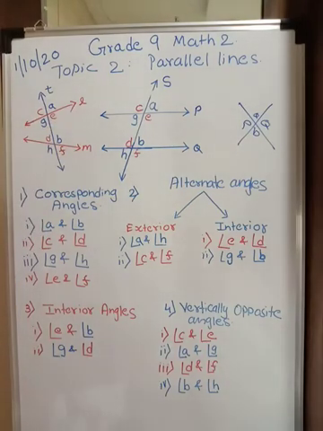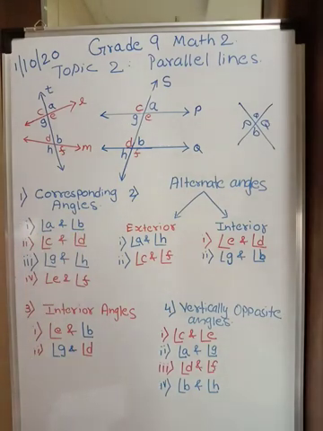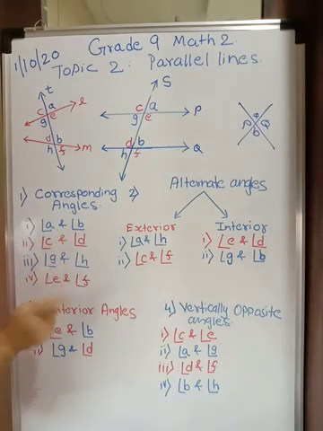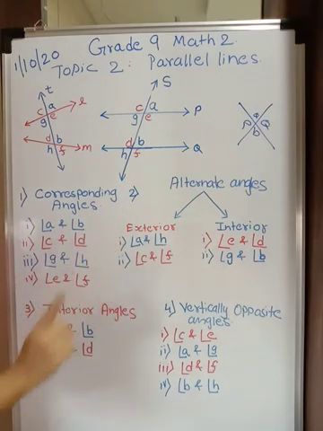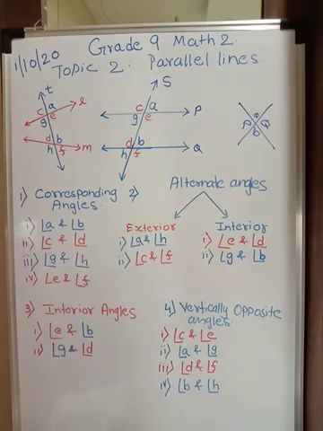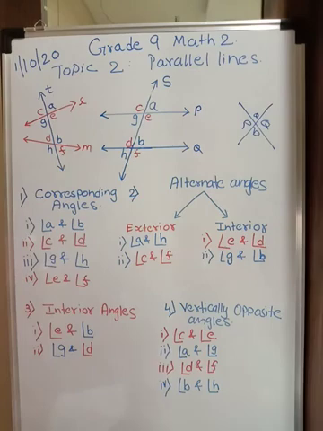Now third property, if by chance among these 4, one pair of corresponding angles is congruent, then all the remaining pairs of corresponding angles will be automatically congruent. That goes for alternate angles also. So when one pair of alternate angles is congruent, then all the remaining pairs of alternate angles will be congruent.